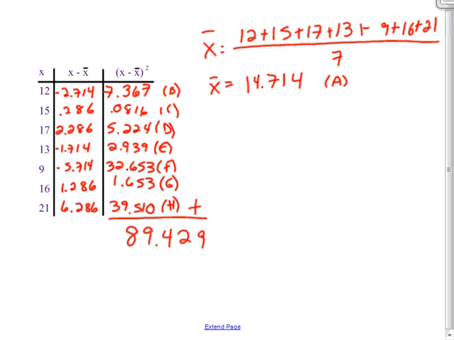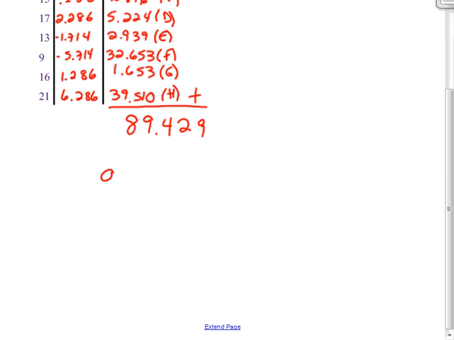You get 89.429. So what I just did is I did my variance, which is sigma squared. I added them all up, and now I have to divide it by n, and we had 7 items in here. So the variance is 12.776.